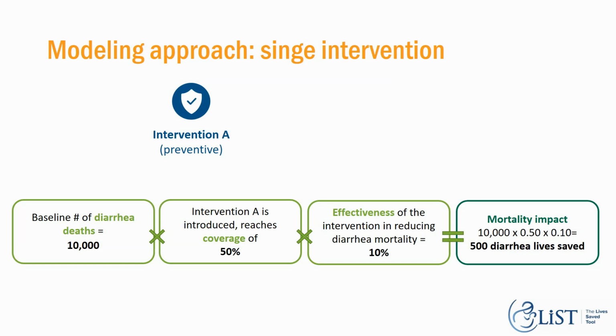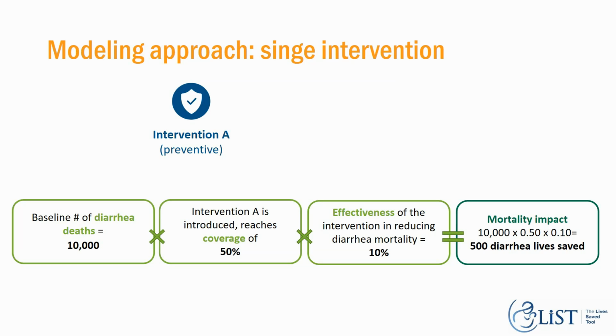So we have a coverage of 50%, and we also know that the effectiveness of the intervention to reduce diarrhea mortality is 10%. So to calculate the impact on mortality, it's a very simple equation. We multiply that 10,000 times 50% times 10%, and we come to the conclusion that 500 diarrhea lives were saved by the introduction of intervention A.